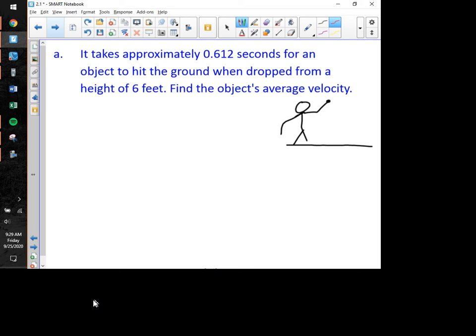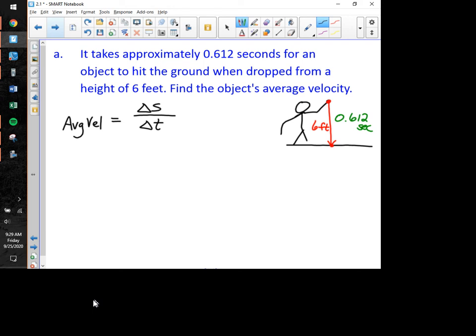So that person is going to drop an object from a height of 6 feet. What's going to happen now is that this object is going to travel 6 feet down, and it is going to take 0.612 seconds for that object to hit the ground at that moment from a height of 6 feet. We're going to try to keep this real simple, guys, and find our average velocity. So average velocity is equal to, we said delta S, which means displacement, over delta t, which means time.